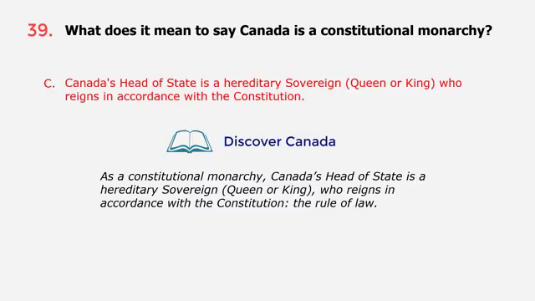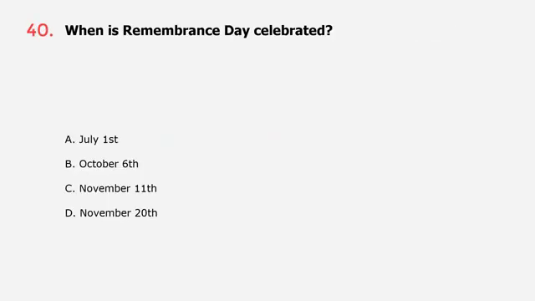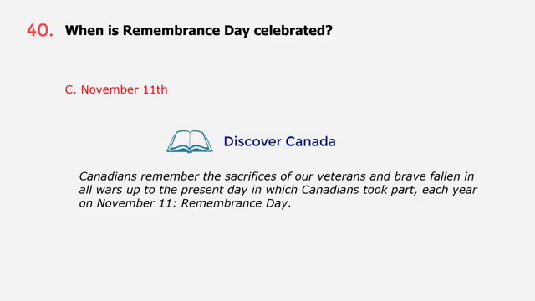The answer is C. Canada's head of state is a hereditary sovereign queen or king who reigns in accordance with the Constitution. Question 40. When is Remembrance Day celebrated? A. July 1st. B. October 6th. C. November 11th. D. November 20th. The answer is C. November 11th.